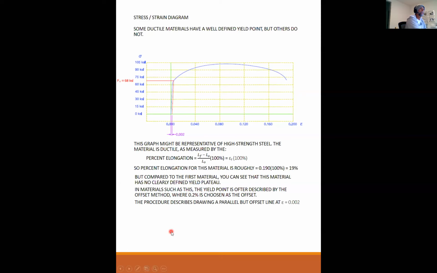And then where that line intersects the graph, we pull a line straight over to the horizontal and read what that stress is. And in this case, this particular material would have a defined yield of 68 KSI. So where the offset line intersects the stress strain curve, that is the prescribed yield point. And that's how we do it if we can't actually measure a plateau.